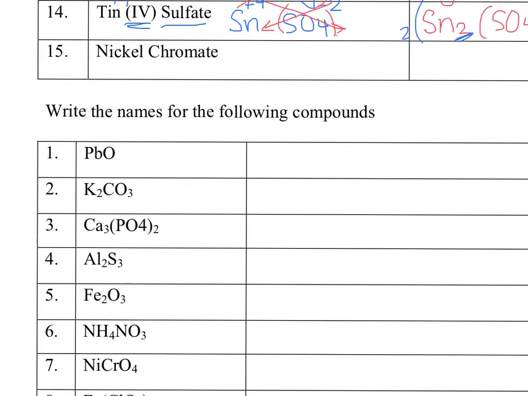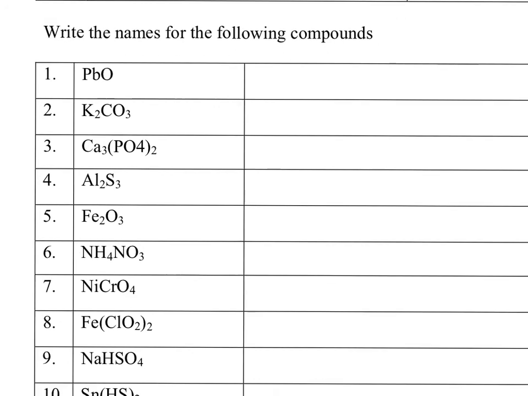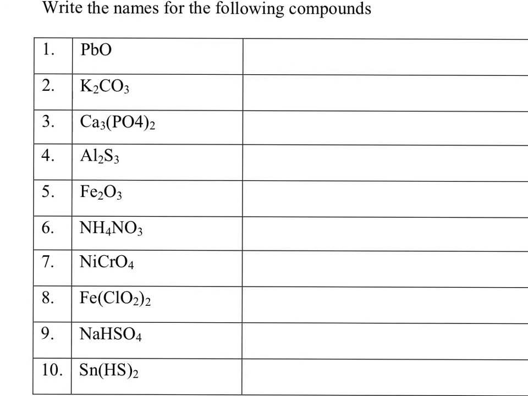Okay, so let's come down here. We're doing the odds, still doing the odds. Okay. So, Pb. So I look at my periodic table, and when you're writing the names for the compounds, you really need to use your periodic table. So look up Pb. What is the atomic number of Pb? Well, that's 82, and its name is lead. So let's write lead.